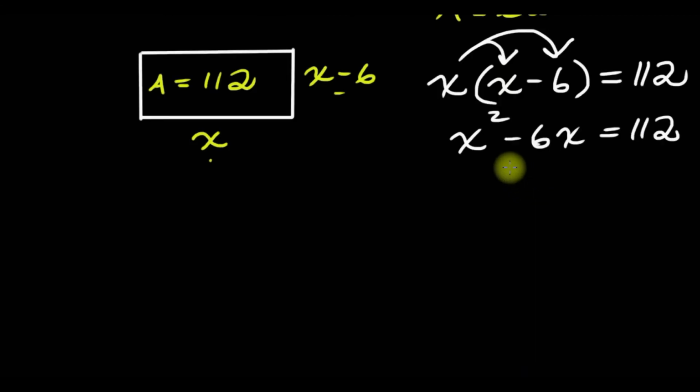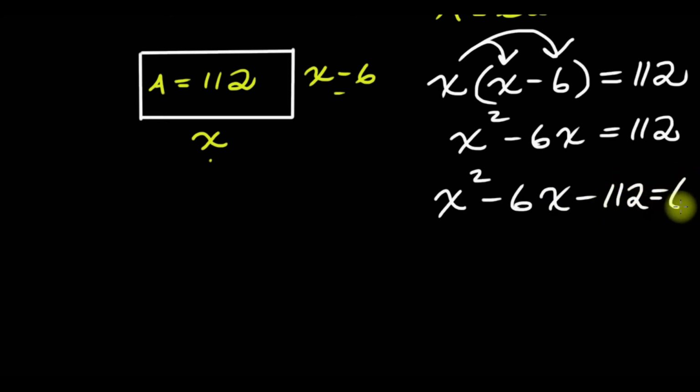This equation is a quadratic equation because of the x squared. So now we're going to solve for x. So first thing we have to do is to set it equal to 0. So I'm going to have to minus 112. So I have x squared, take away 6x, minus 112, so I can have 0 on the other side.